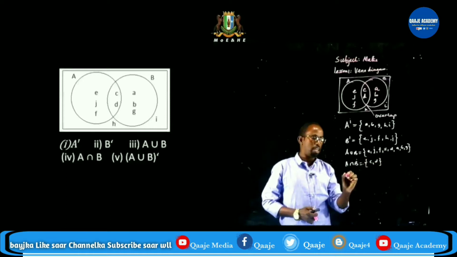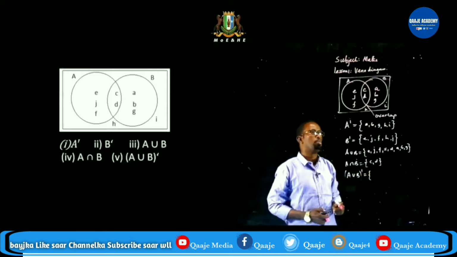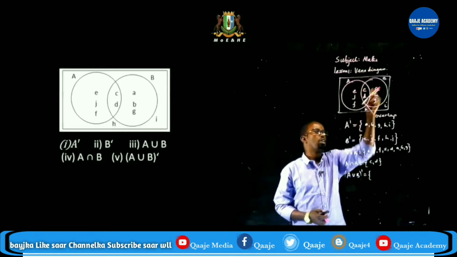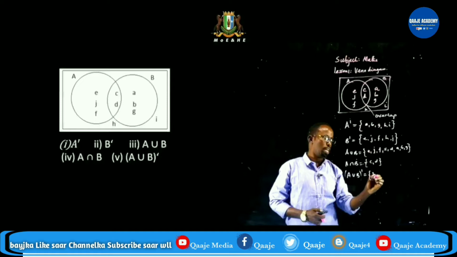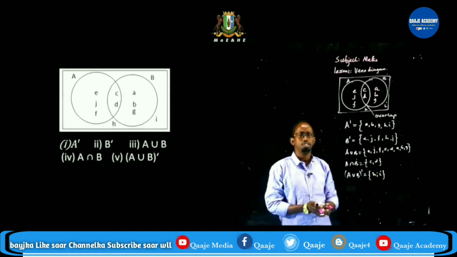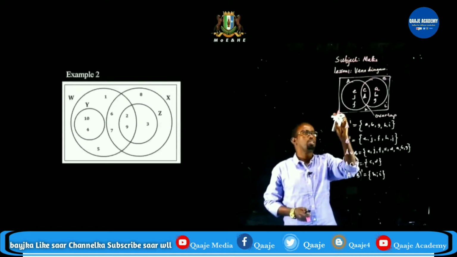Lastly, we have A union B complement. A union B complement is outside these two circles. We have H and I. That's our first question. Example number 2.